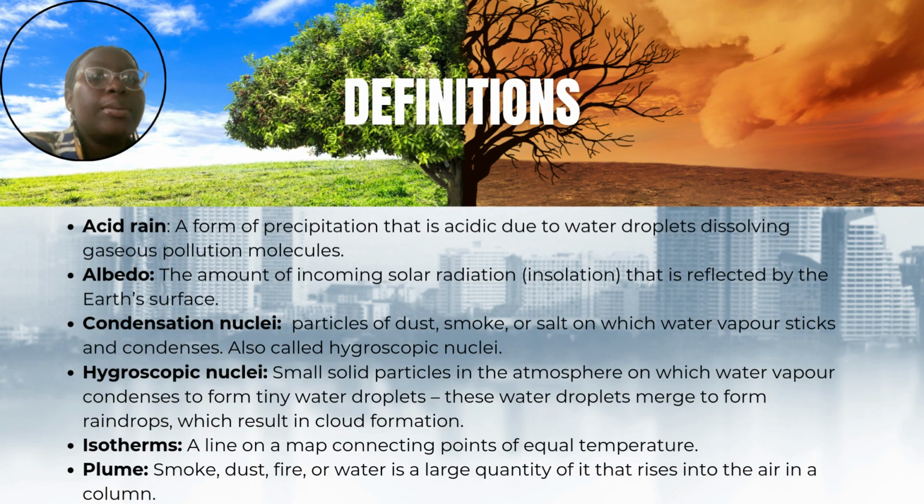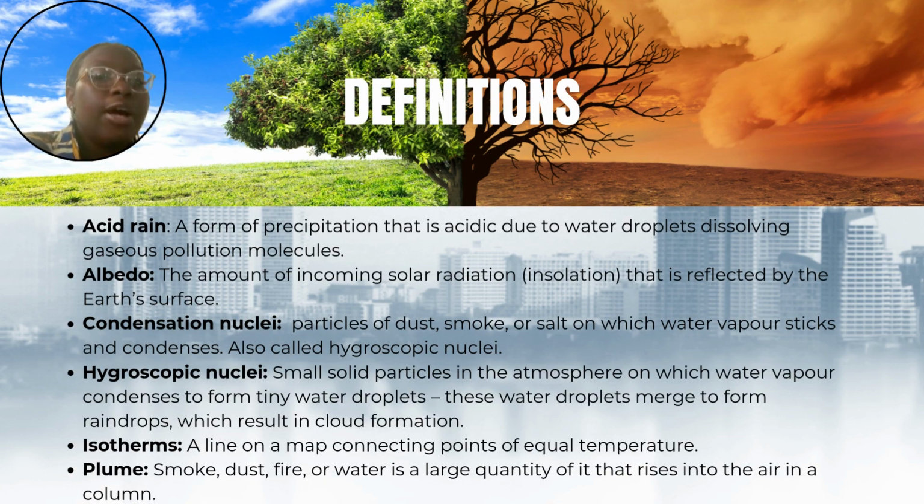And then condensation nuclei are the particles of dust, smoke, or salt on which water vapor sticks and condenses. We call these hygroscopic nuclei as well. More specifically, hygroscopic nuclei are the small solid particles in the atmosphere on which the water vapor condenses to form tiny water droplets, and then these water droplets merge to form raindrops, which results in cloud formation. So this is sort of linked together. If you link it to the definition of acid rain, that could exist as a result as well. And then we have isotherms, which is a line on a map that connects points of equal temperature.